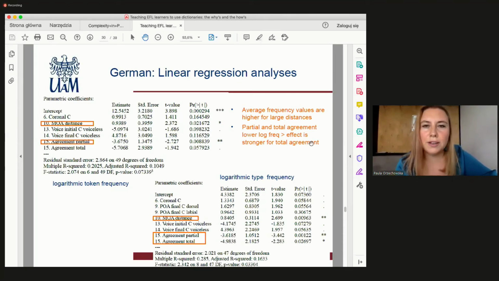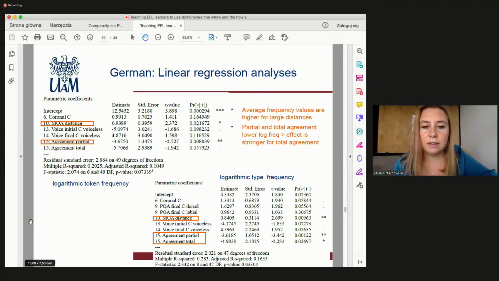As you can see, surprise, surprise, the majority of these variables do not contribute to frequency. When you look at logarithmic token frequency, the top left picture, here the manner of articulation distance and voice agreement play a role. What is manner of articulation distance? These are basically sonority distances, so not sonority profile, but distances which play a role. Average frequency values are higher for larger distances, and also voice agreement plays a role for frequency.